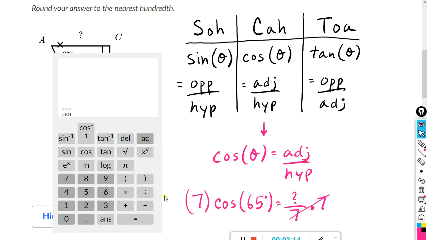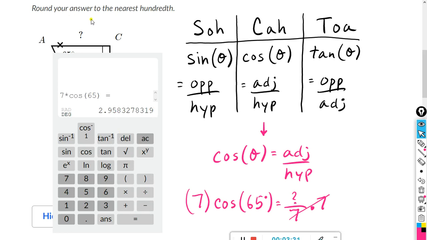So 7 times cosine of 65. Okay, and close the parentheses. All right, there you go right there. Hit equals, and there's your number.